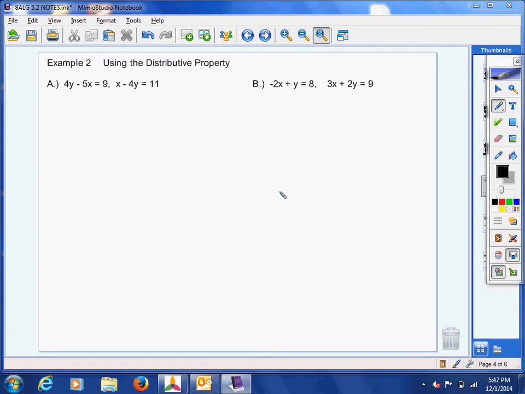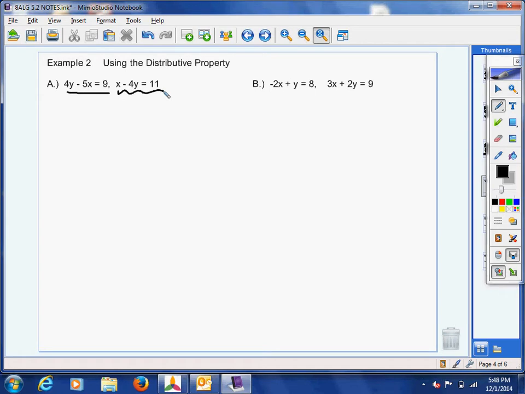And I like example 1 a bunch. I use it very frequently, and in certain situations, substitution is really the best option. But I want to show you another way to do it. Notice again, we have our system here. We have 4y minus 5x is equal to 9, and we have x minus 4y equals 11.